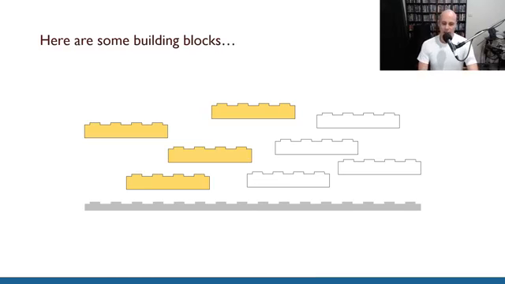Now, if you've ever played with Lego, and I'm sure most of us have, you'll know that the pieces come in all different sizes, and some sizes are twice the size of some other sizes, and there's all these different ways that you can put them together. And I chose Lego because primarily everybody understands Lego, right?